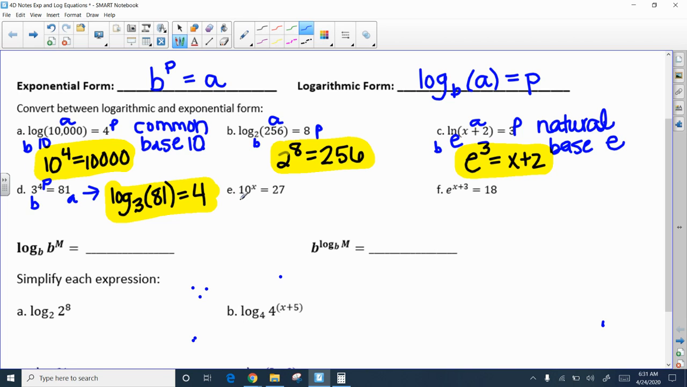Okay, E, we have 10 to the x power equals 27. This, again, is exponential because there is a base and a power. So the base is 10 and the power is x. So this other side is a. So it's in exponential form, which means we have to change it to logarithmic form.